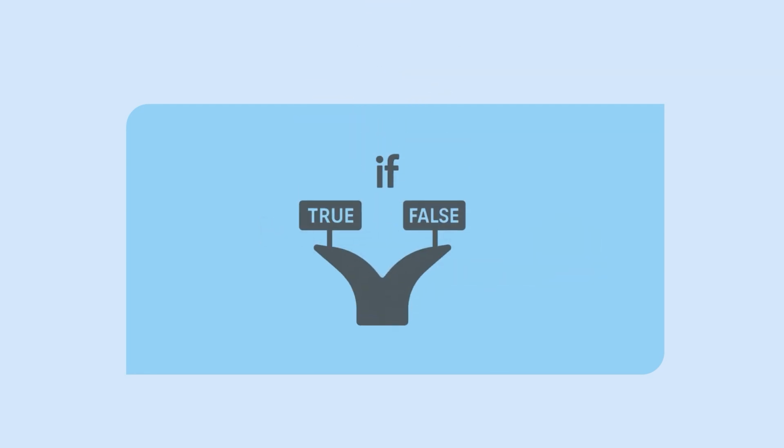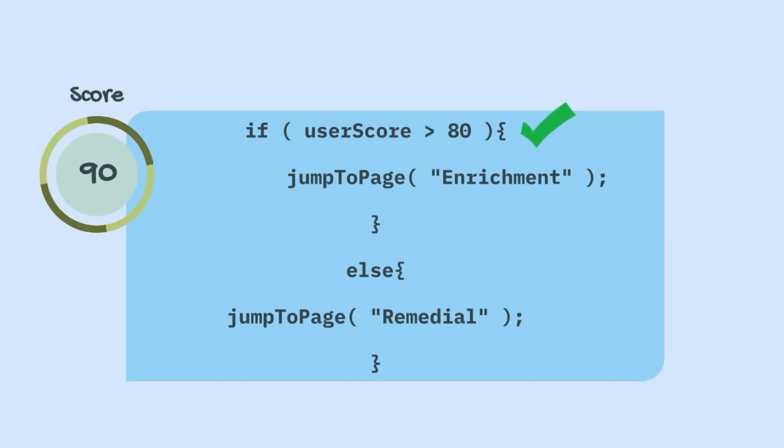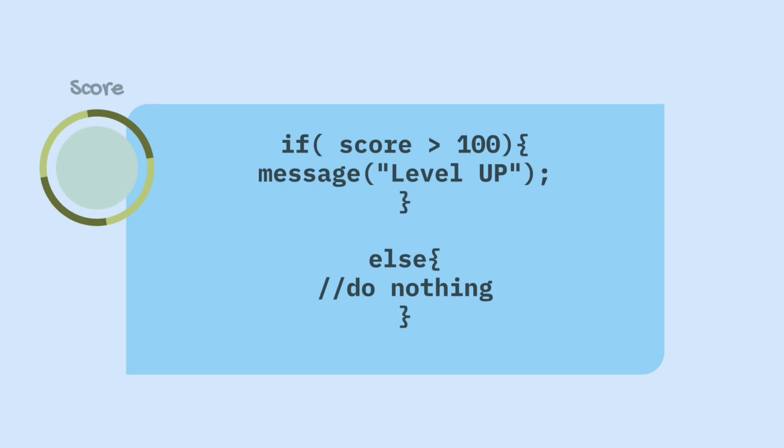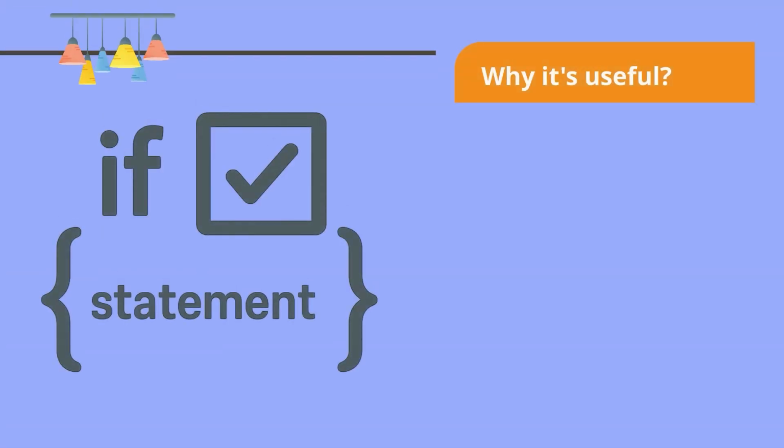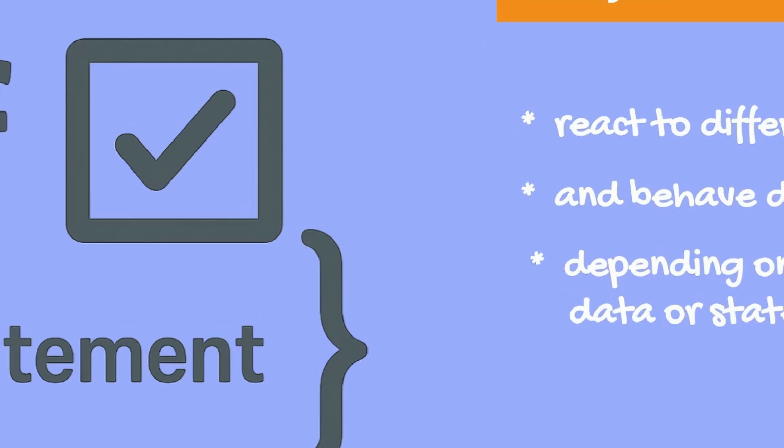If statements. An if statement lets your script make decisions. It checks a condition and runs some code only if that condition is true. Example, if the score is greater than 100, show a level up message. Otherwise, maybe do nothing. Why it's useful. If statements let your script react to different situations and behave differently depending on the data or state.